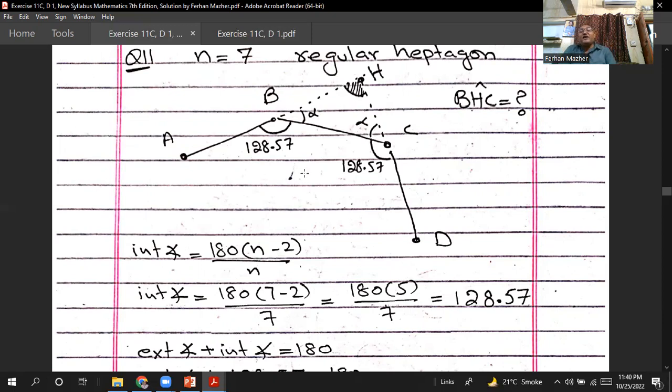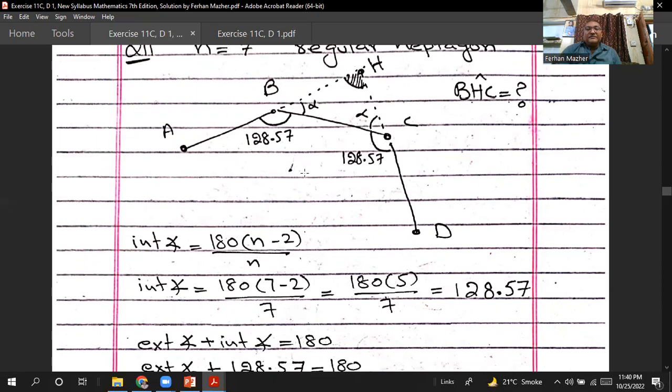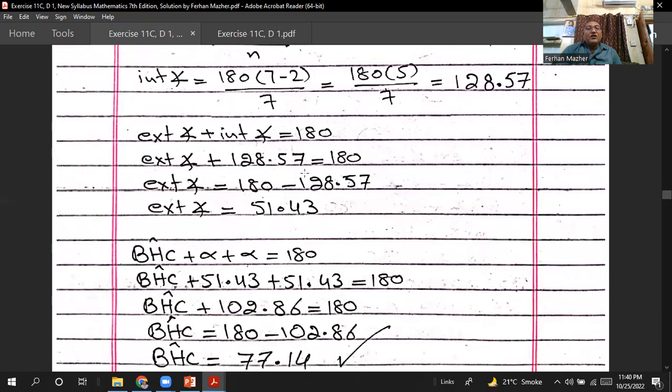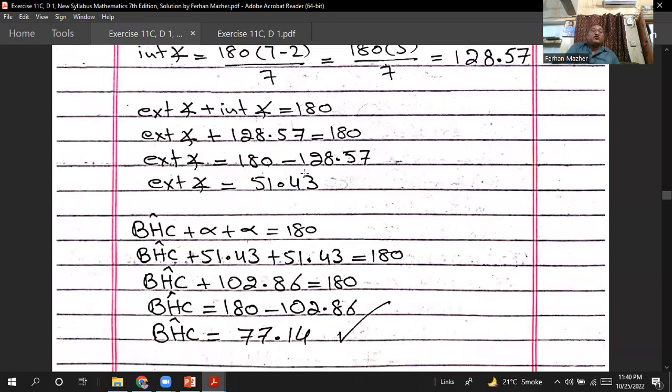So the sum of alpha plus the internal angle is equal to 180. The external angle plus the internal angle is equal to 180. So the external angle plus 128.57 will be equal to 180. So the external angle will be 180 minus 128.57, which is 51.43.